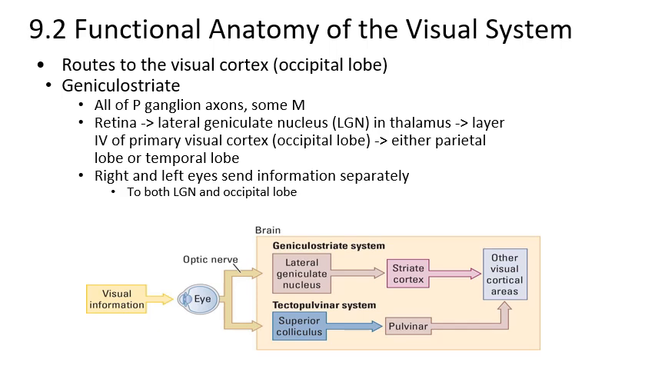So the geniculostriate system includes all of the P ganglion axons. If you remember, we just talked about the P and M ganglion axons, and this includes some of the M ganglion axons. This goes from the retina to a nucleus in the thalamus called the lateral geniculate nucleus, which is a really big player in the visual system. This goes to layer 4 of the primary visual cortex in the occipital lobe, and then after the occipital lobe, it goes to either the parietal or temporal lobe, and we'll talk about those pathways in a bit. The right and left eyes send information separately to these areas, to both the LGN and the occipital lobe.